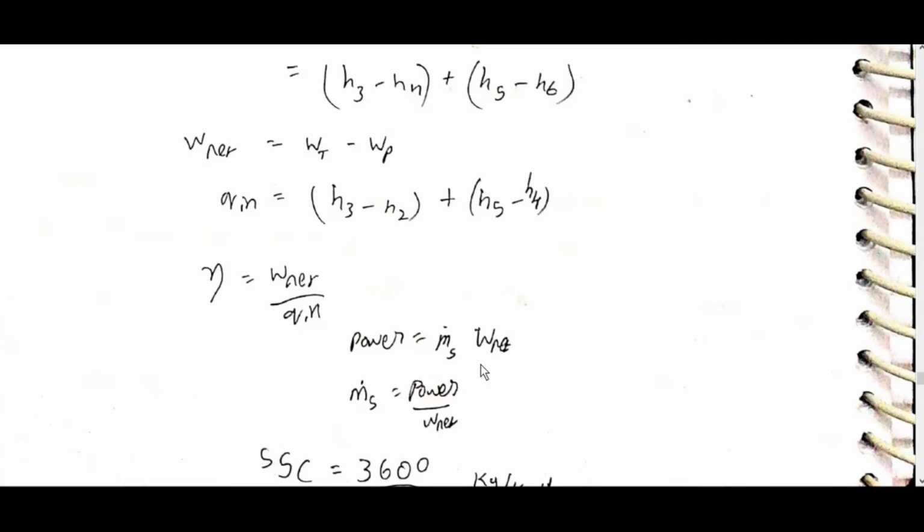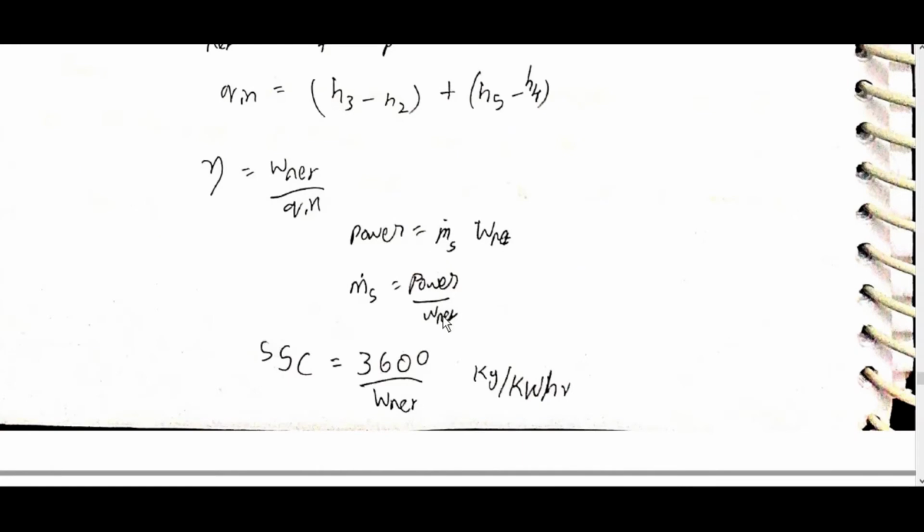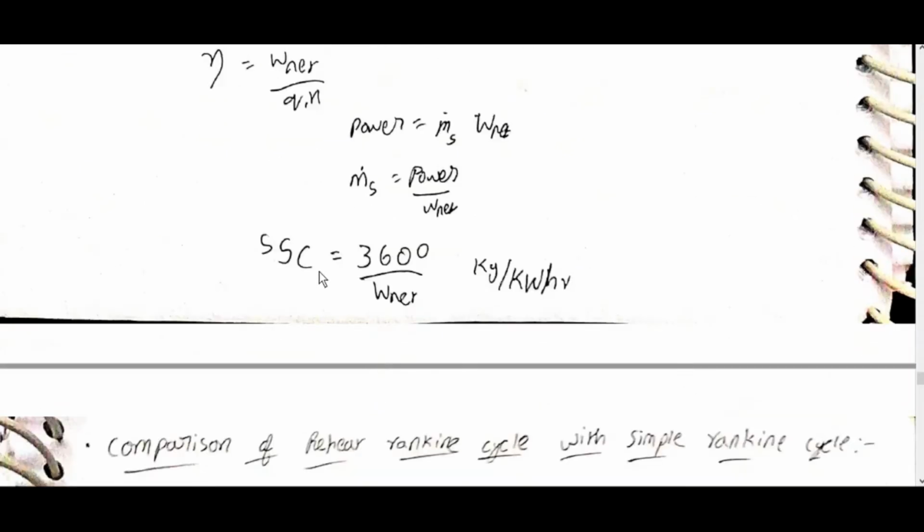Power is equal to ms dot into W net. Ms dot is equal to power by W net. Specific steam consumption is equal to 3600 by W net kg per kilowatt hour.